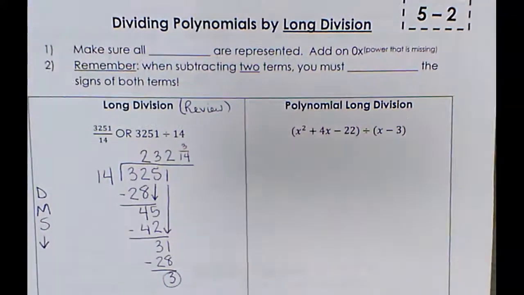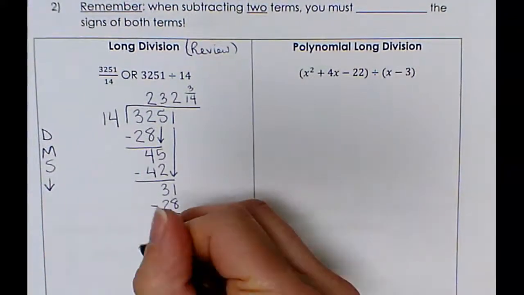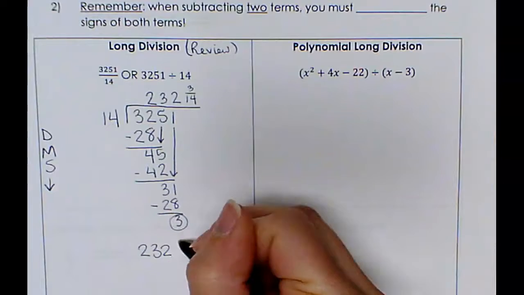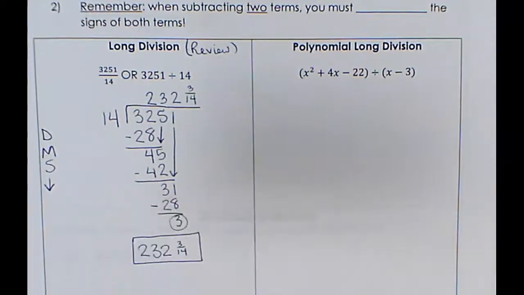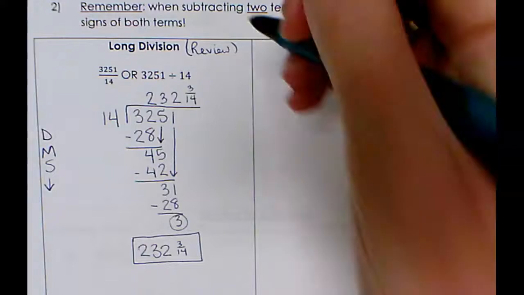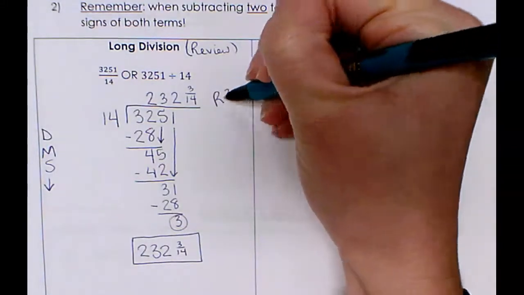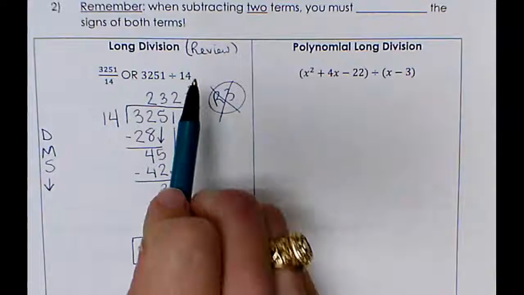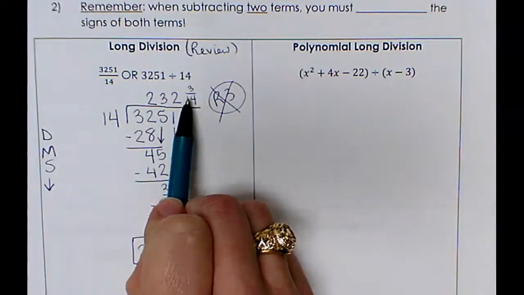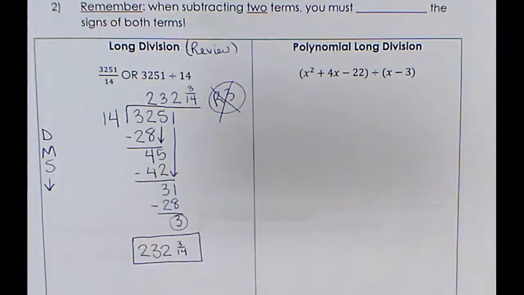This would be my answer. So I'll go ahead and box that down here. 232 and 3/14. That's how you write your remainder. Sometimes you see remainder 3 like that, but we don't want to write it like that. We actually want to include it as part of the answer, so we make it a fraction. We put the remainder over what we were dividing by.